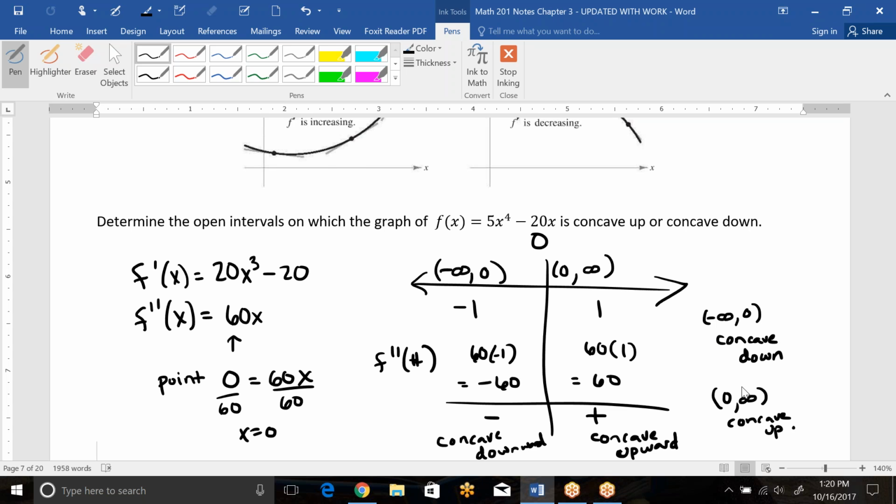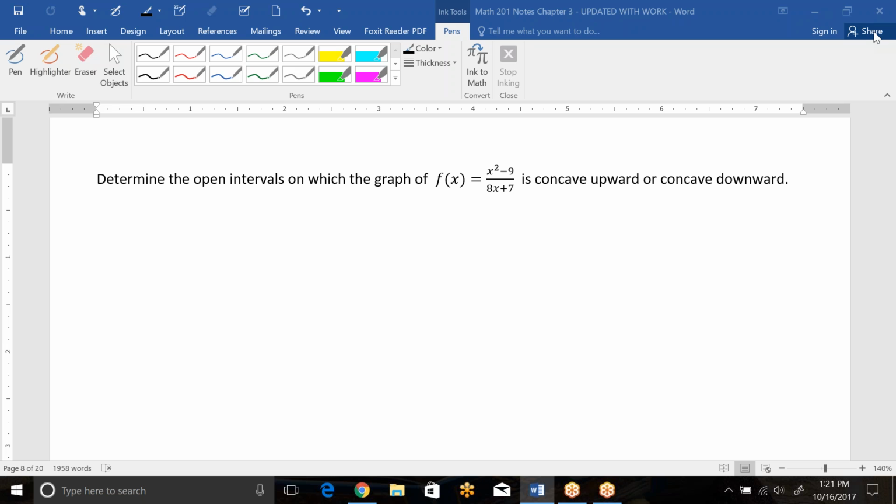Okay, let's do another one. So in this one, we want to determine the open intervals on which the graph f of x equals x squared minus 9 over 8x plus 7 is concave upward or concave downward. Do notice that there is a discontinuity here at 8x plus 7 cannot equal 0, so that would be -7/8. So that's just an undefined place for the original function.